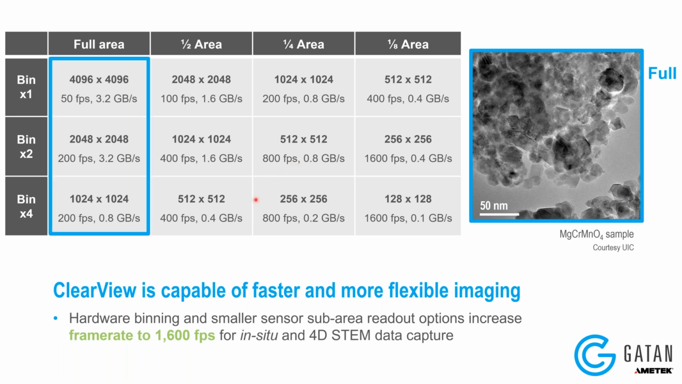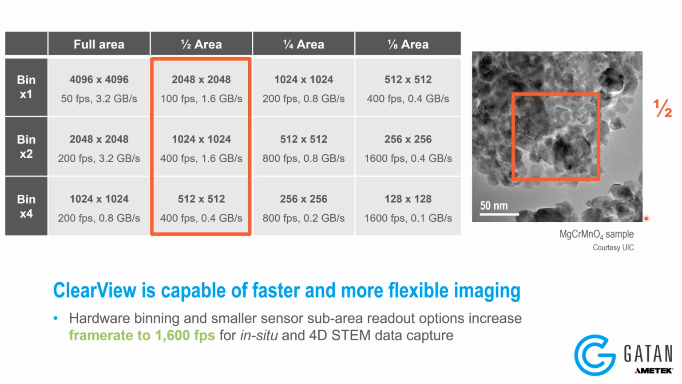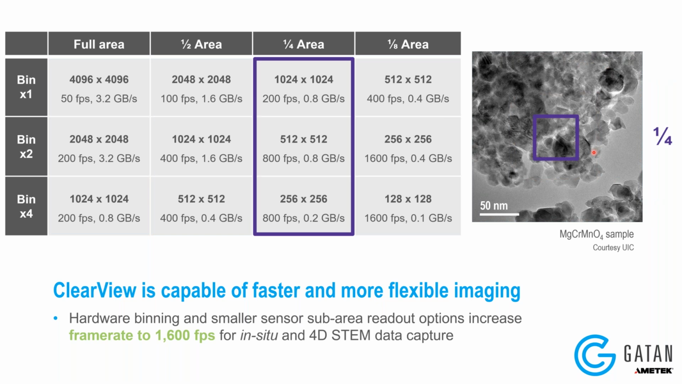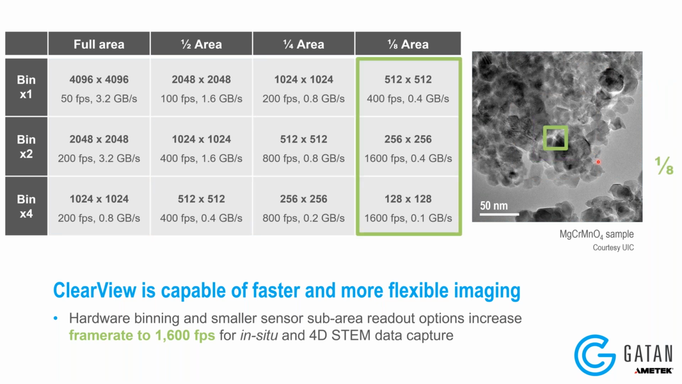The one trade-off that comes with using the ROIs is a smaller field of view. This is showing here on the right what the full ROI would look like, and then you have the half area ROI, quarter area, and 1/8 ROI here. If you wanted to do 512 by 512 imaging, for example an in-situ experiment, you could do that at 800 frames per second with the ClearView camera.